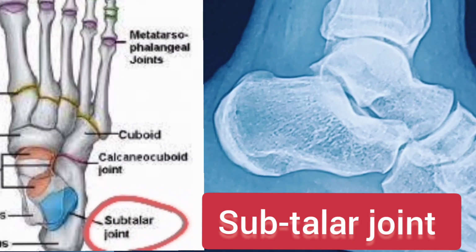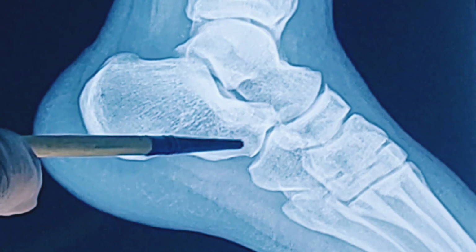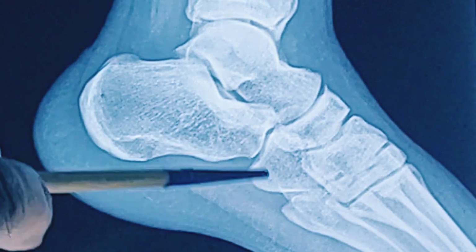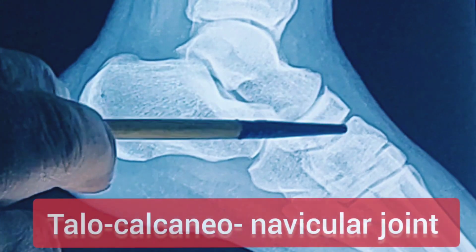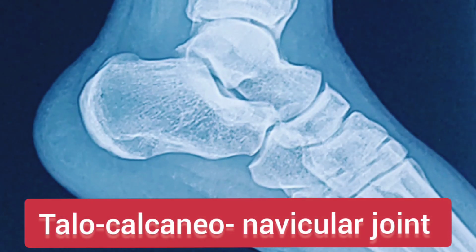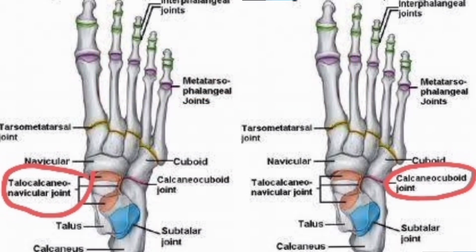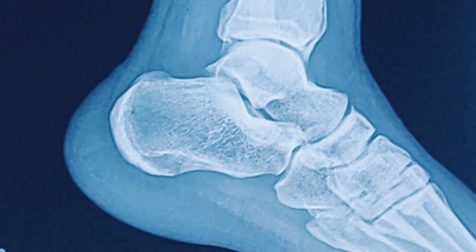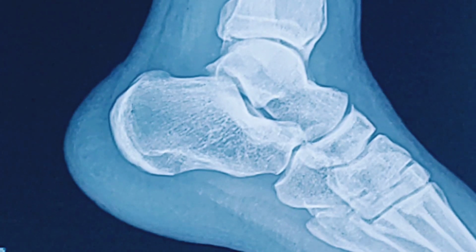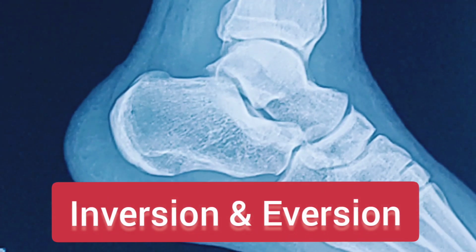And this talocalcaneonavicular joint and the calcaneocuboid are another joint. This is the calcaneum, here is the cuboid on the lateral side. The calcaneocuboid and the talocalcaneonavicular joint are called the mid-tarsal joint or transverse tarsal joint. So two important joints, one is the mid-tarsal joint, one is the subtalar joint. These two are mid-tarsal and subtalar is this one. The important movements of the foot, that is inversion and eversion, occur in the subtalar and mid-tarsal joints.